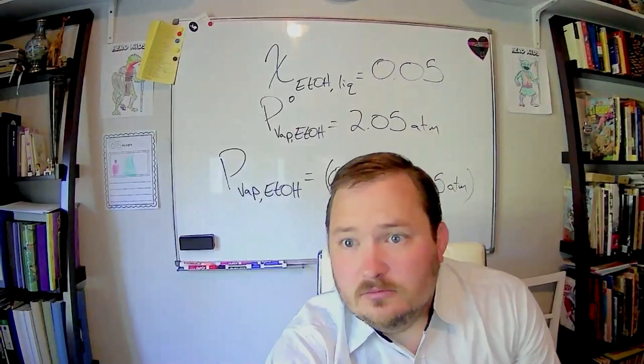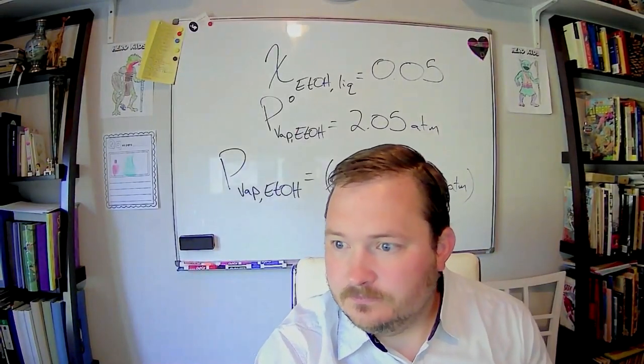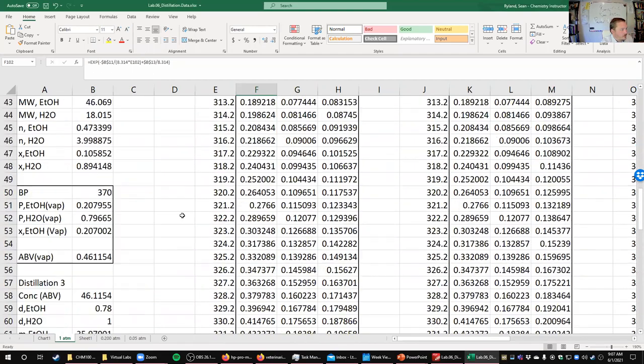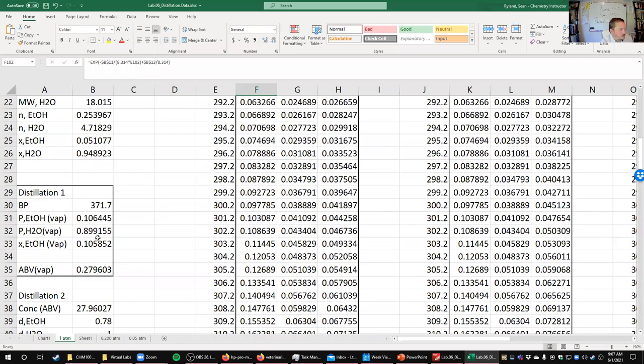And if you do that, there it is, that's the one, 371.7. So then our vapor pressure of ethanol was 0.1 atmospheres and vapor pressure of water was 0.899 atmospheres. So therefore the mole fraction of ethanol in the vapor phase would be 0.1058.